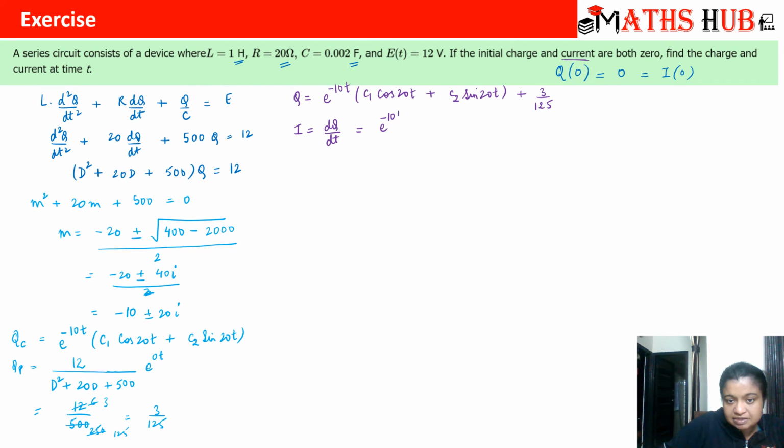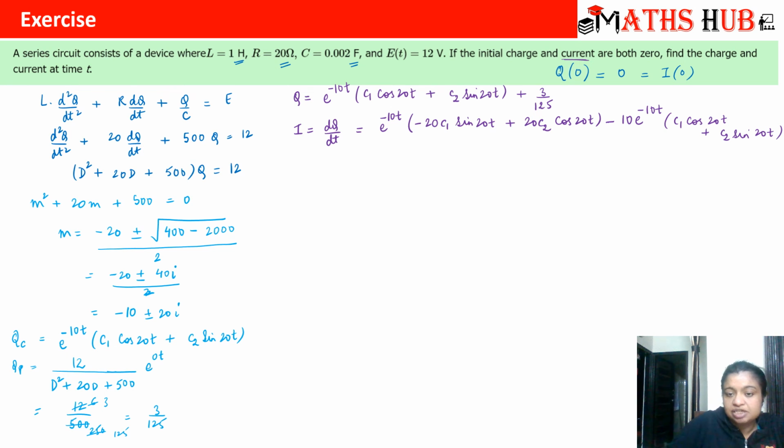e raised to power minus 10t, constant. Let's take the derivative of the bracketed term. So we will get minus 20 c1 sin 20t plus 20 c2 cos 20t, right? Plus, now we take the derivative of e raised to power minus 10t, so that will become minus 10 e raised to power minus 10t into c1 cos 20t. Now the second bracketed term will remain same, plus c2 sin 20t, right?